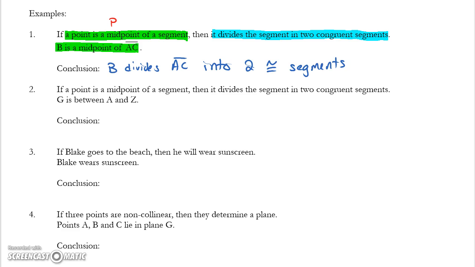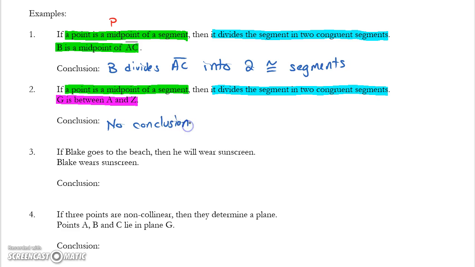Example 2. They tell me that if a point is a midpoint of a segment, then it divides the segment into two congruent segments. So again, same exact conditional. We know that's true. But then they provide for me a new statement. G is between A and Z. That doesn't match either my hypothesis or my conclusion. I can't draw any conclusion from this. This doesn't match. It's completely separate. I have no conclusion.